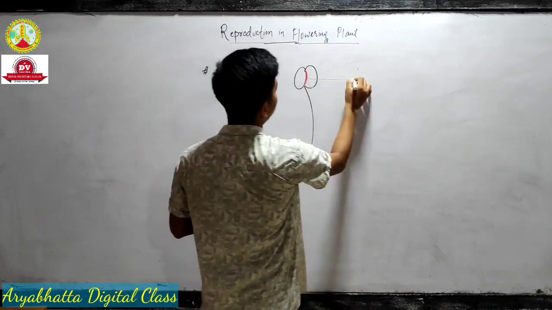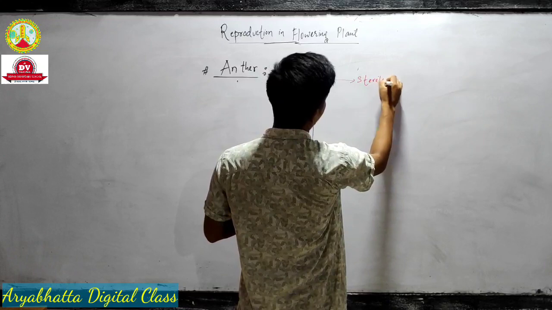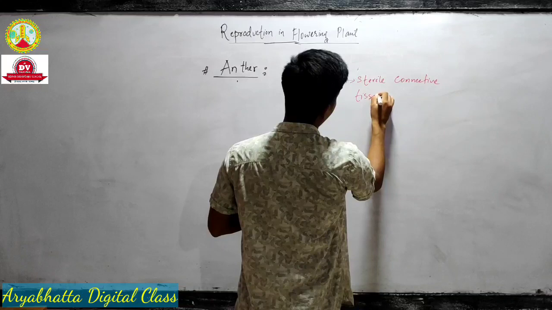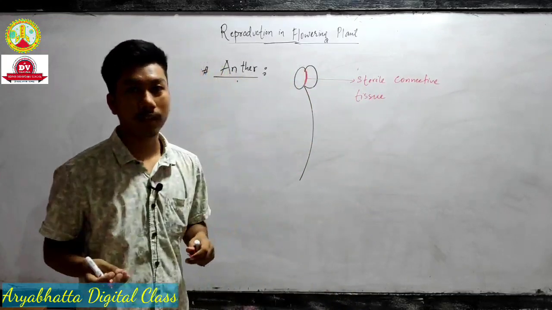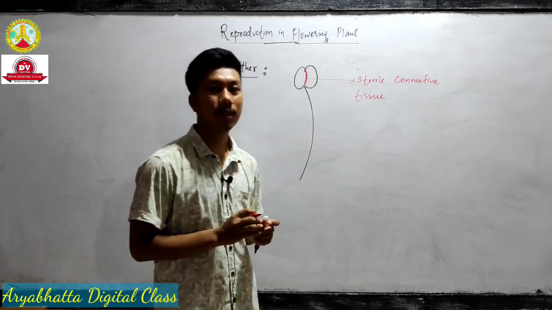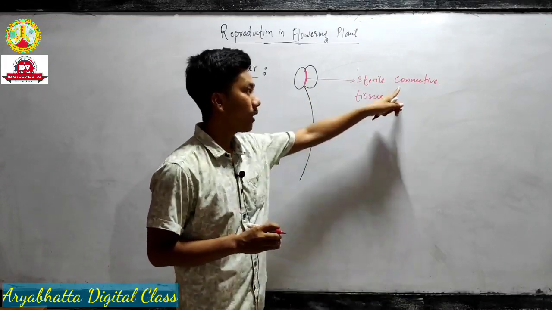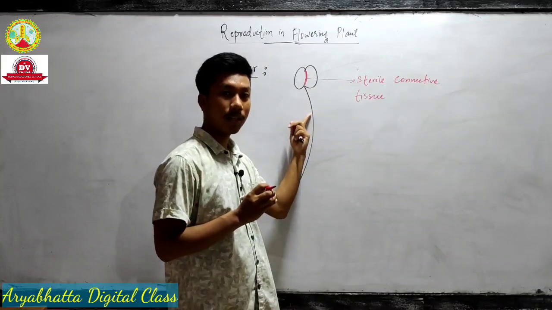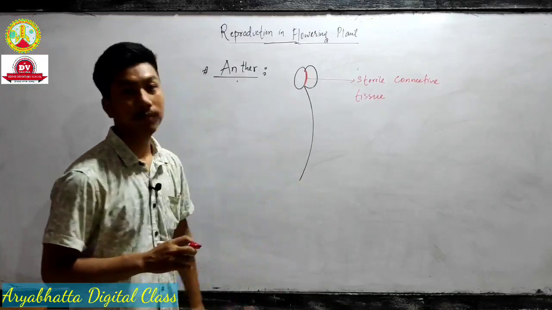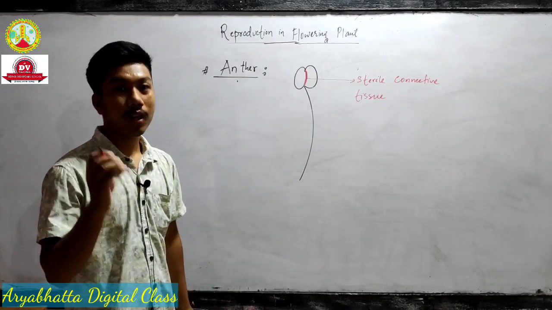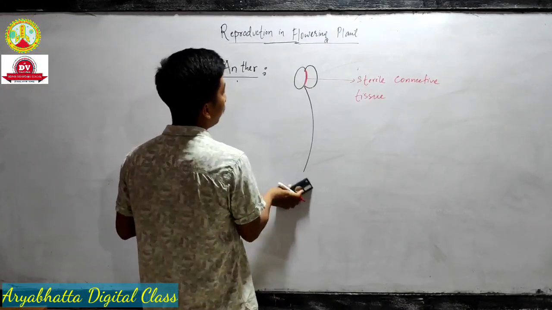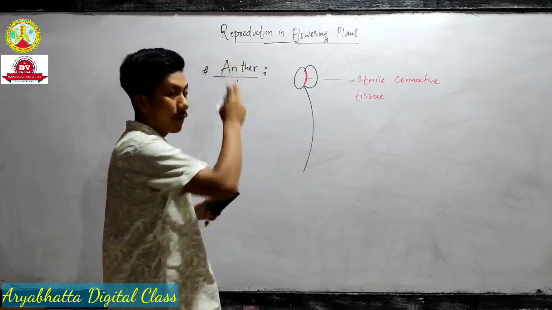There is a special type of tissue that holds the filament with it. Those tissues are called sterile connective tissue. Sterile means they do not take part in reproduction. Connective, it connects. What does it connect? It connects the filament, and it is a tissue. Sterile connective tissue, remember this term. So now we will classify anther on the basis of the attachment of filament with it.